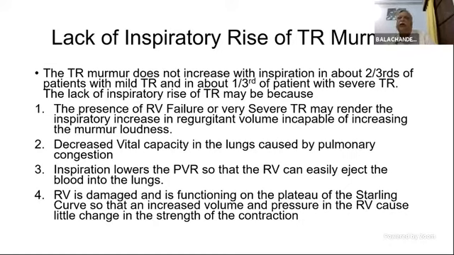The RV damaged and functioning on the plateau of the Starling curve also will not cause the TR murmur to increase. So this is the important thing about the lack of inspiratory rise of the murmur. So the differential diagnosis, next slide. The differential diagnosis of auscultation. Can we go to the next slide?